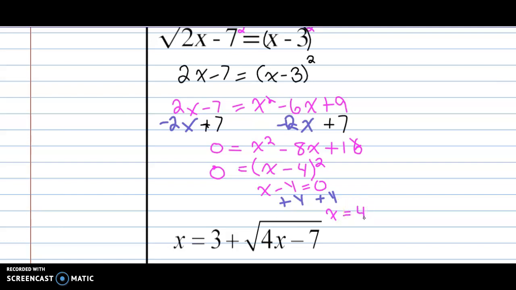Then we check. We plug it back in. 2 times 4 is 8. 8 minus 7. So we do 2 times 4 minus 7. Take the square root. So 8 minus 7, that's 1. So we have radical 1. Then on the other side we have 4 minus 3, which is 1, and radical 1 is 1. So that is a solution. Okay, so x equals 4 is a solution.